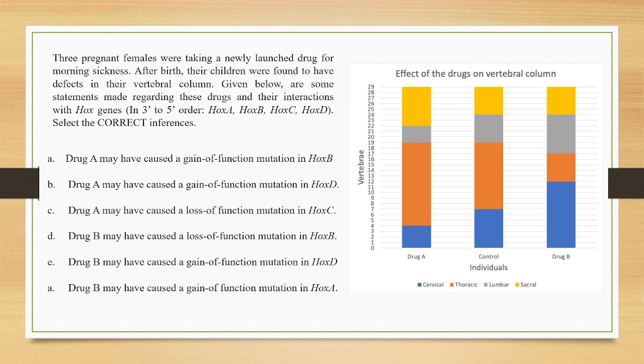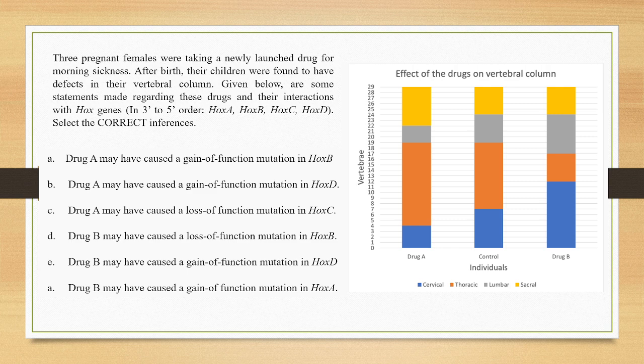I understand. Okay. So, the question says, three pregnant females were taking a newly launched drug for morning sickness. After birth, their children were found to have defects in their vertebral column. Fine. Given below are some of the statements made regarding these drugs and their interactions with Hox genes in 3' to 5' order: Hox A, Hox B, Hox C, Hox D. Select the correct inferences.